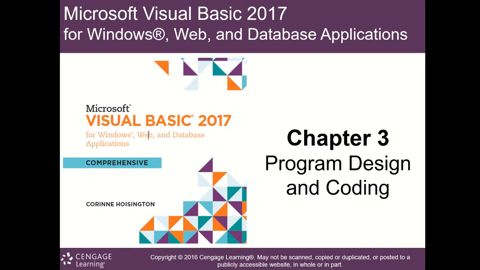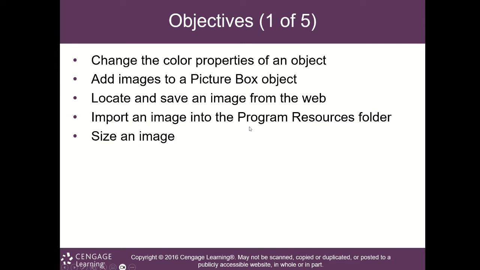In the past presentation, we described the design, the requirement gathering, and the UI development part. In this lecture we are going to focus on program design and coding. The main objectives are to change the color properties of an object, add images to a picture box object, locate and save an image from the web, import an image into the program resources folder, and change the size of an image.